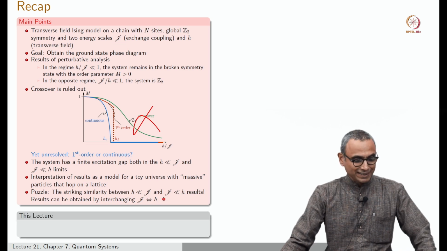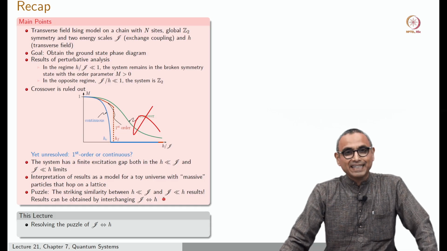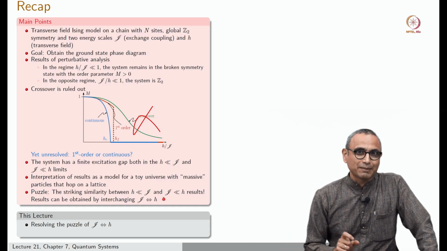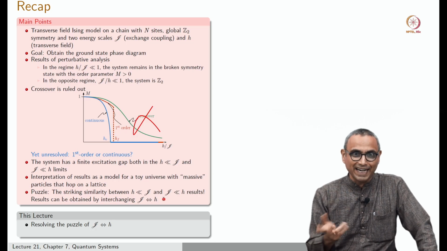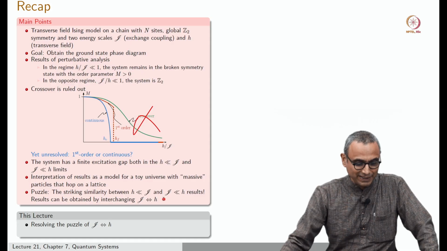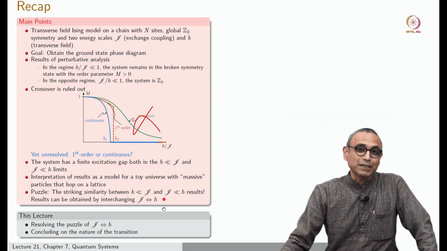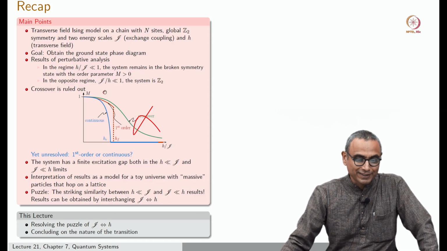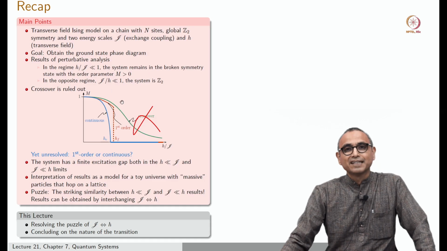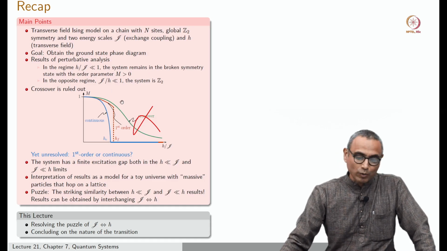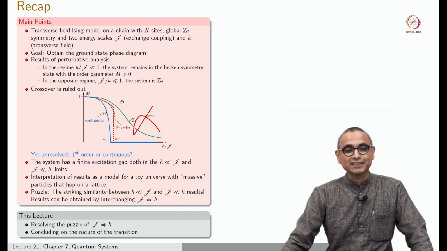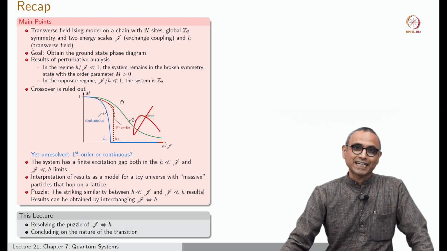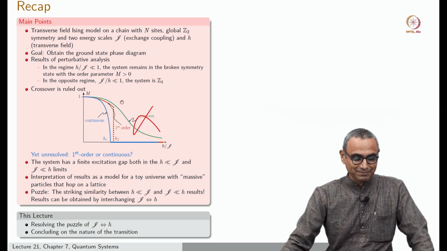So, what we will do in this lecture is we will try to resolve the puzzle as to why you are able to exchange h and j and get the results on either end of the parameter space, and we will try to provide some arguments to answer this question, which is, which one of the possibilities is the correct one? Is it the continuous phase transition or is it the first order phase transition? So, you have to stick around till the end of the lecture to find the answer.